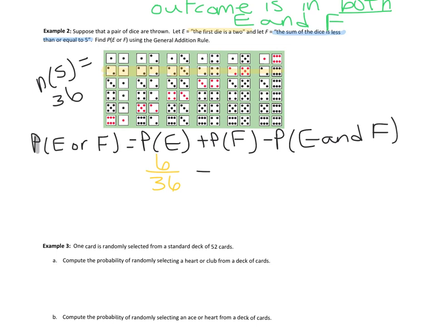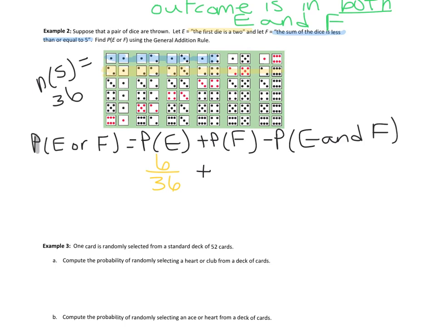All right, now let's consider event F. The sum of the dice is less than or equal to 5. Okay, so let's start at the top. The top row, the first die is a 1, so let's add them up. 1 plus 1 is 2, so that's part of event F. 1 plus 2 is 3, that one's coming. 1 plus 3 is 4. 1 plus 4 is 5. And then 1 plus 5 is 6, that's too big.